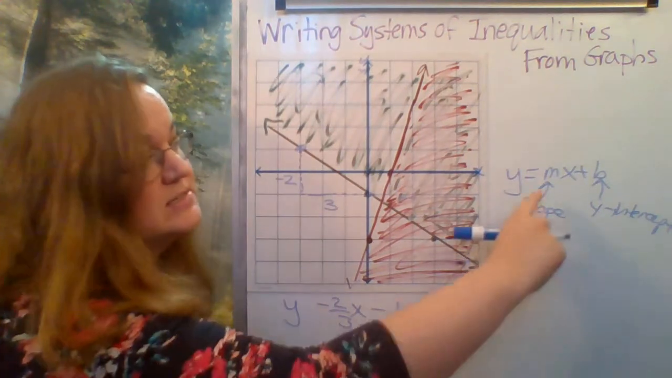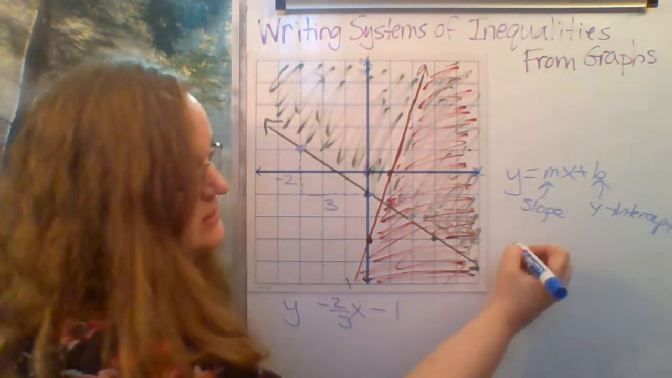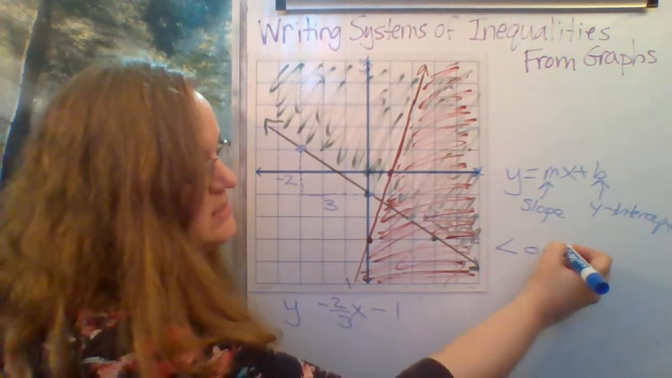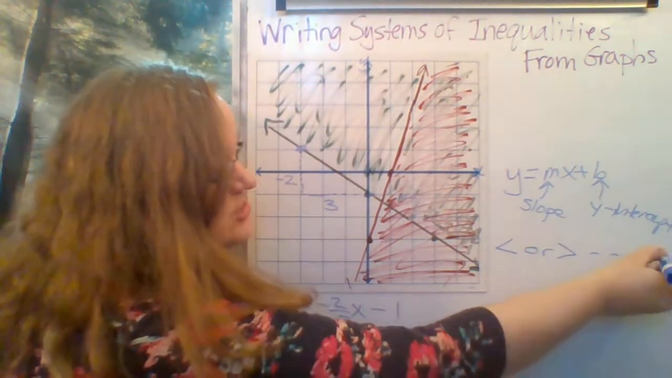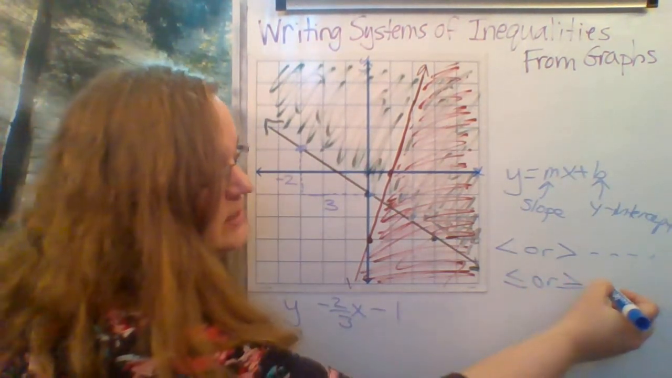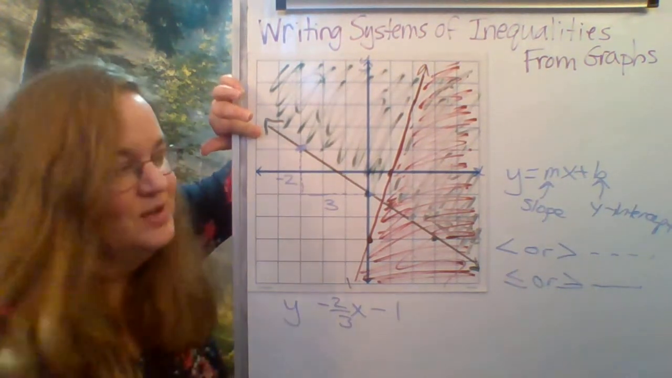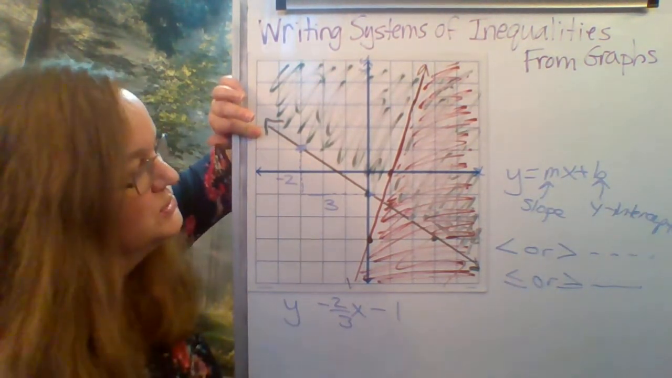Now, the difference is instead of having an equal sign, we're going to have an inequality sign. When you have a less than or greater than, it is a dashed line. When you have or equal to, that's a solid line. So I asked myself, do I have a solid or dashed? Well, it's a solid line, so I know it's going to be an or equal to.